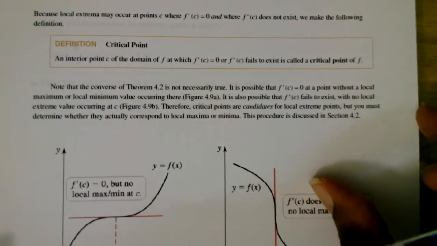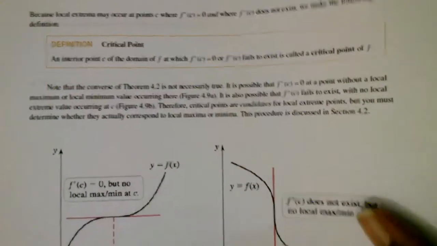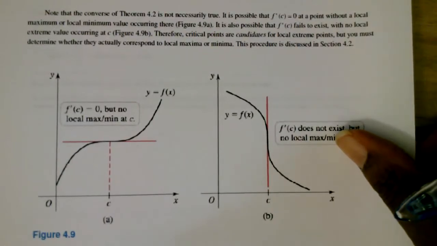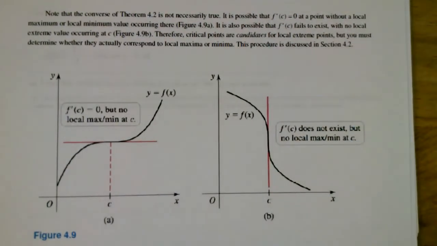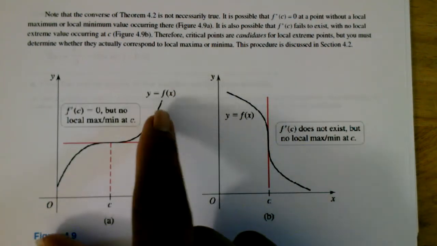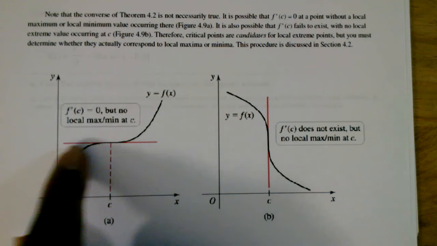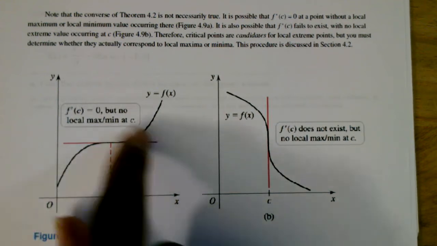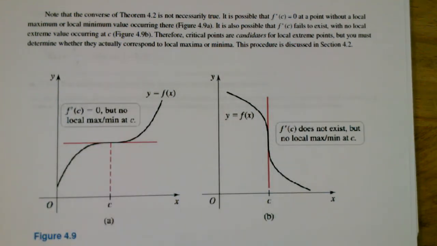Now, in this figure that you're going to see here, the converse of theorem 4.2 is not necessarily going to be true, because it is possible for f prime of C to be equal to 0 at the point without a local maximum or local minimum value occurring there. Like in this case right here, this graph on the left, here we have y equal to f of x. Here f prime of C is 0. The problem with that is that there is no local maximum or minimum at C.